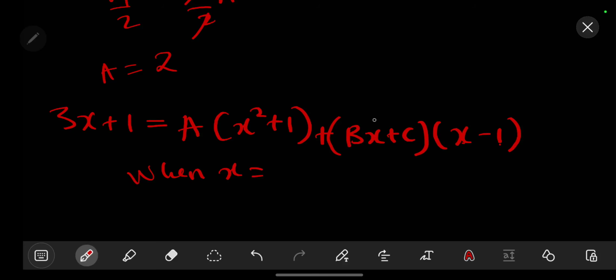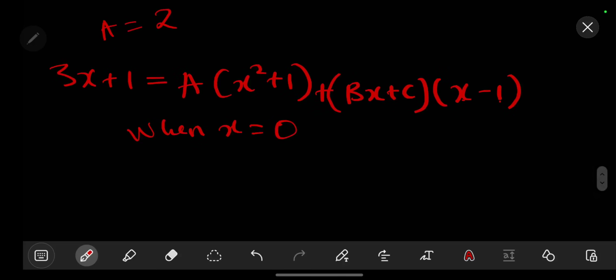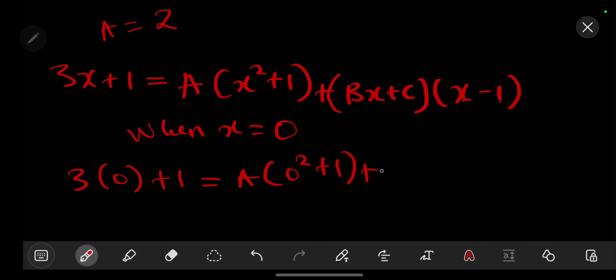Let's eliminate b because b is attached with x. So we can say when x is equal to 0, then we are going to have our 3 where x is, we put 0, plus 1 should be equal to a, where x is, we have 0 squared plus 1. Then we have plus our b, where x is, we have a 0. Then we have plus our c. Then where there is x, we put 0 minus 1.